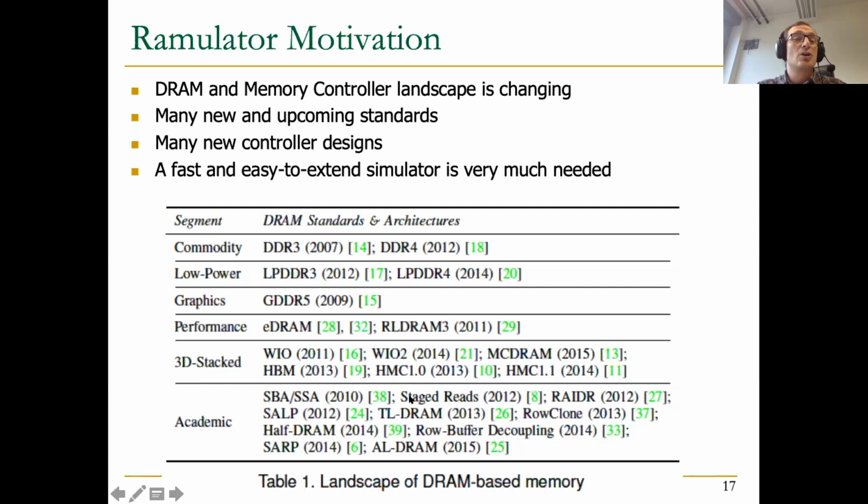And essentially, the goal was to actually have a flexible, easy to extend simulator that can model many different types of DRAM and memory controllers. That's the idea. And we've discussed this already. DRAM and memory control landscape has been changing. There are many new and upcoming standards, processing in memory being one example of them. There are many new controller designs. And a fast and easy to extend simulator is very much needed. And I've shown you this table before.